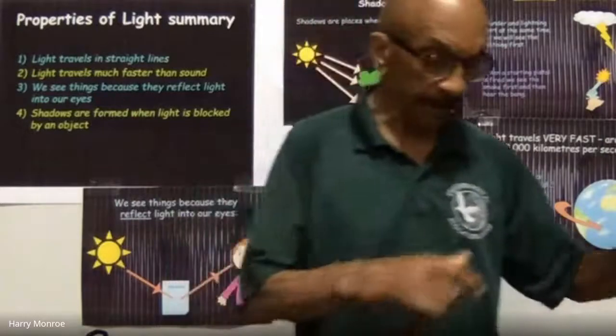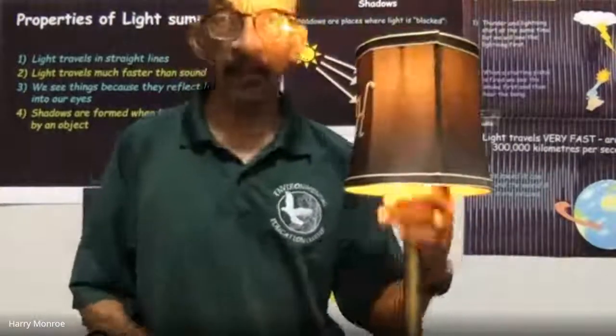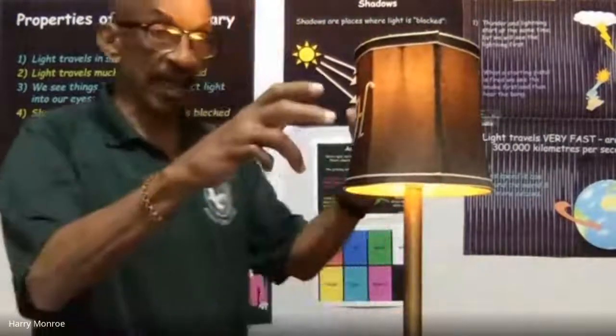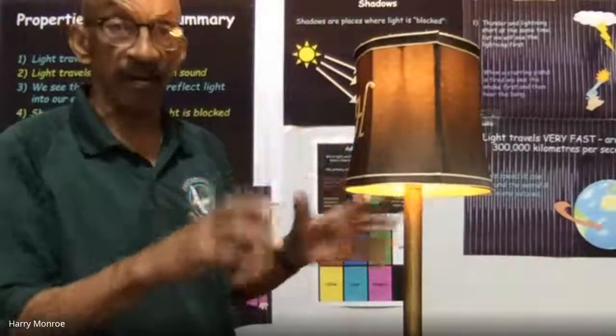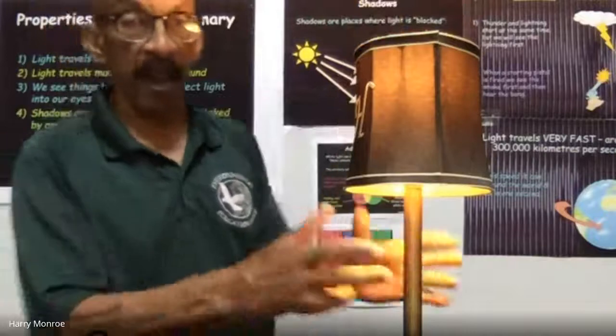For example, this is a lamp. It has a cord on it, and if I flip it on, we have light. Of course, we've got a shade here that's taking some of the light away. Most of the light is coming through the top and the bottom.